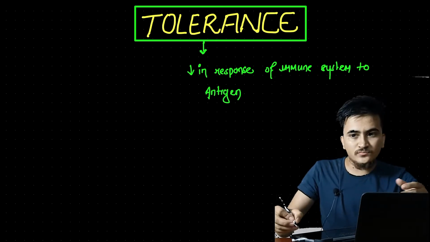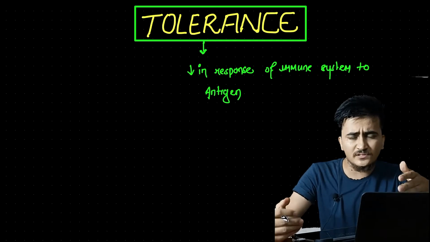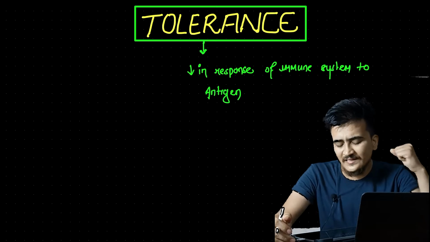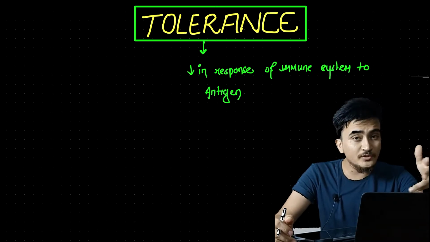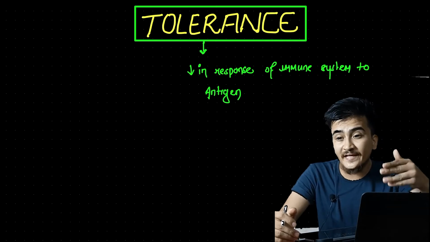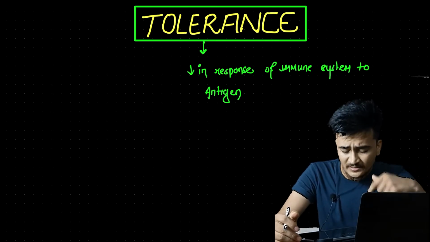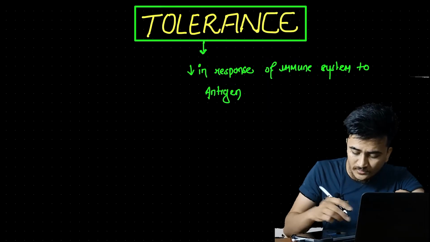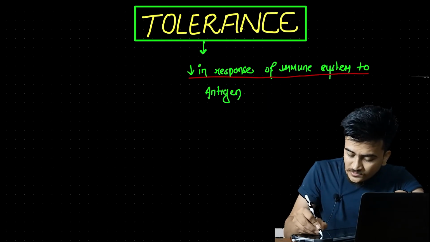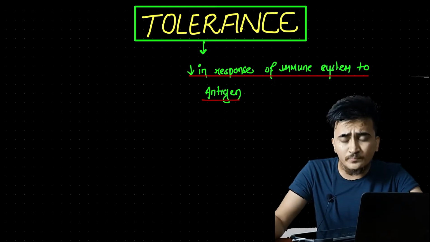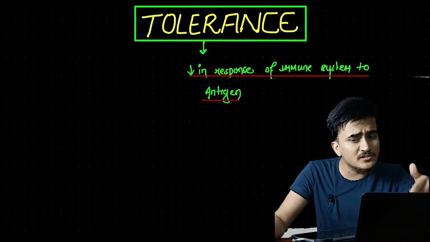Up to now, we have discussed various things, different types of hypersensitivity reactions. In that, we were trying to produce antibody against antigen, right? But here we are talking about decrease in response of immune system to antigen. Why should there be a decrease in response of immune system to antigen?